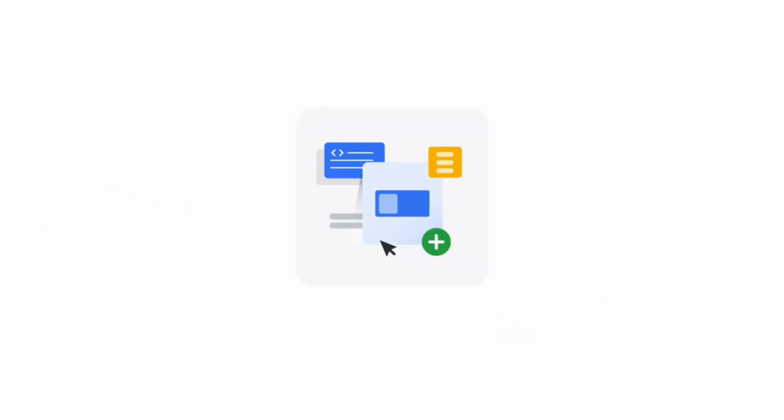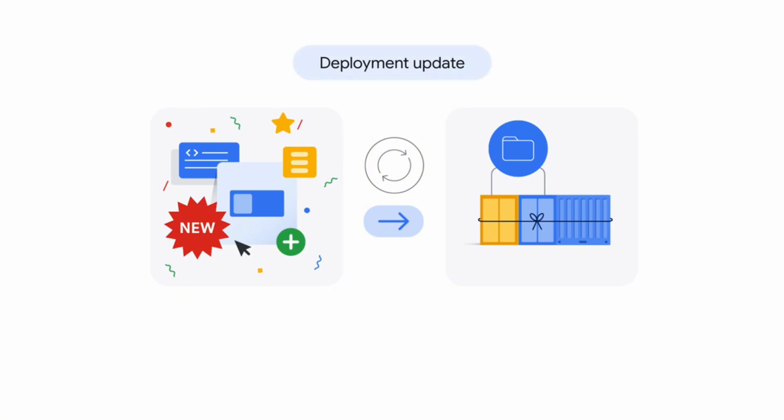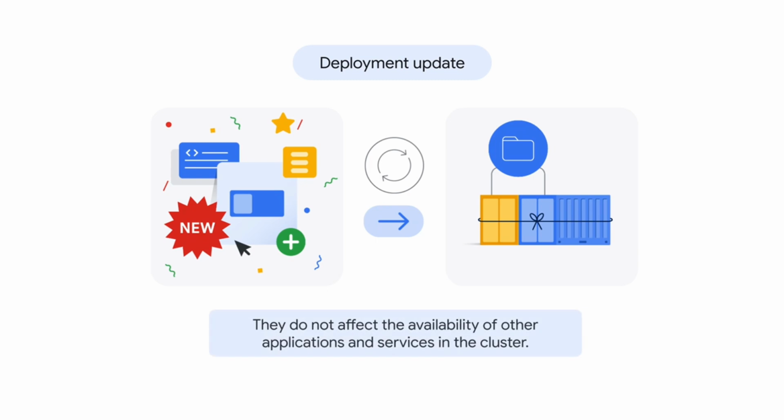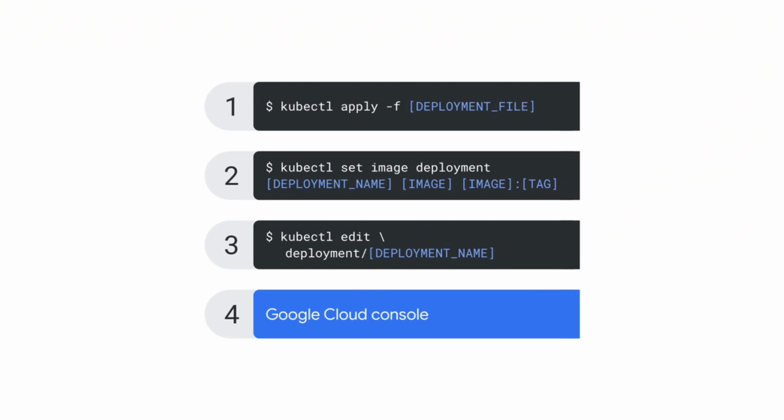Let's say you recently updated a container image with new and exciting features. You want your pods to benefit from the improvements, so you need to update your pod's specification with the new version of the image. This is an example of a deployment update. Deployment updates are common, and they do not affect the availability of other applications and services in the cluster. There are a few different ways to update a deployment.